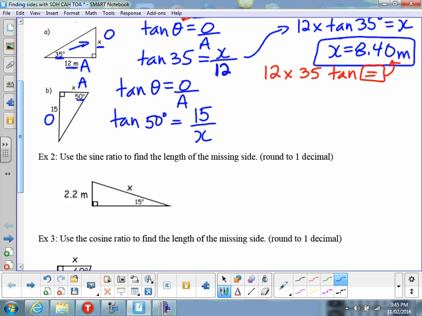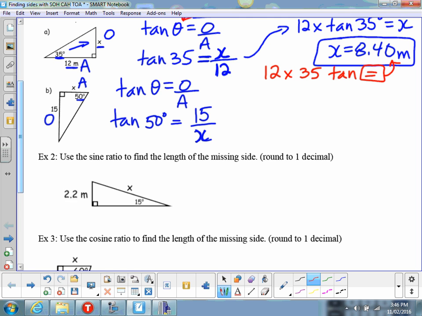Now, if you compare this equation to the one that we just did up above here, it looks a little bit different because in the equation up above, the x was in the numerator, the x was on top. Here, the x is in the denominator, it's on the bottom. And so, in order to isolate x in this equation, we need the x to be up on the top, not on the bottom.